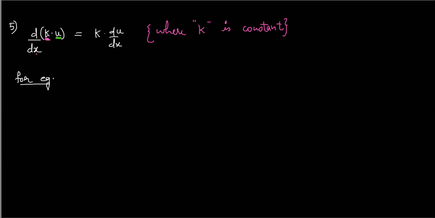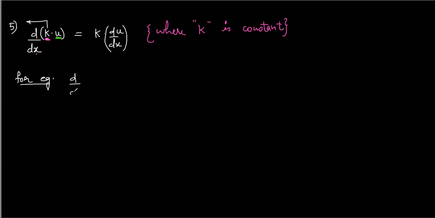Hello students, we are doing the fifth theorem on derivative, that is d by dx of k multiplied to u. D by dx of k multiplied to u is k taken out and u differentiated with respect to x, where k is a constant. I will give you an example here.